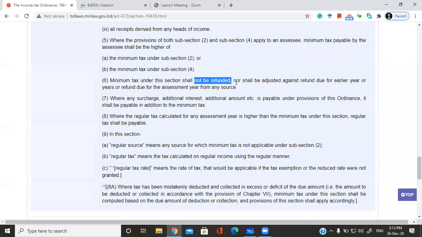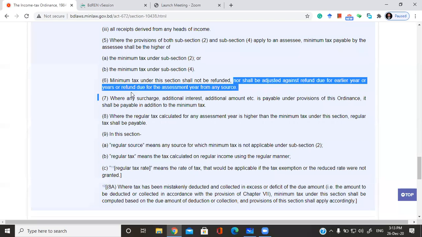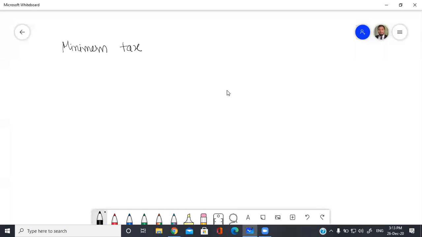So it is kind of a superficial explanation. The minimum tax shall not be adjusted, and you also cannot adjust it against any refund due for an earlier year or years, or refund due for the assessment year from any source. Let me give you a very simple example. Say, based on my assessment from the previous assessment year, I have a 30,000 taka tax refund to be received by me. Usually tax refund is not such a thing that the tax authority will give you a cash refund.